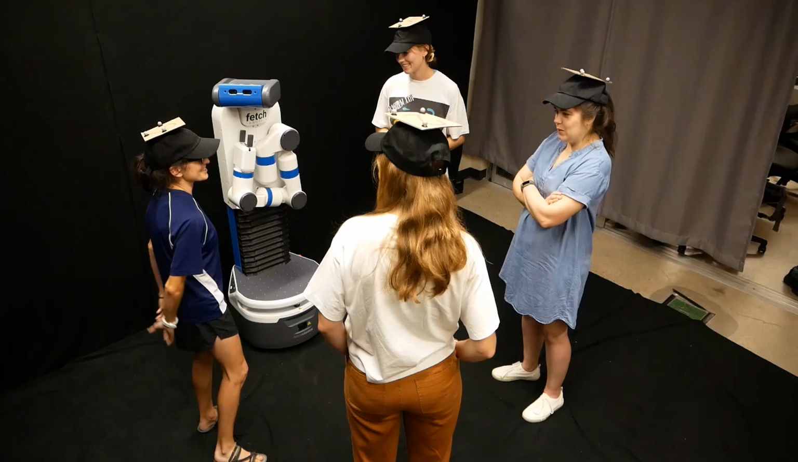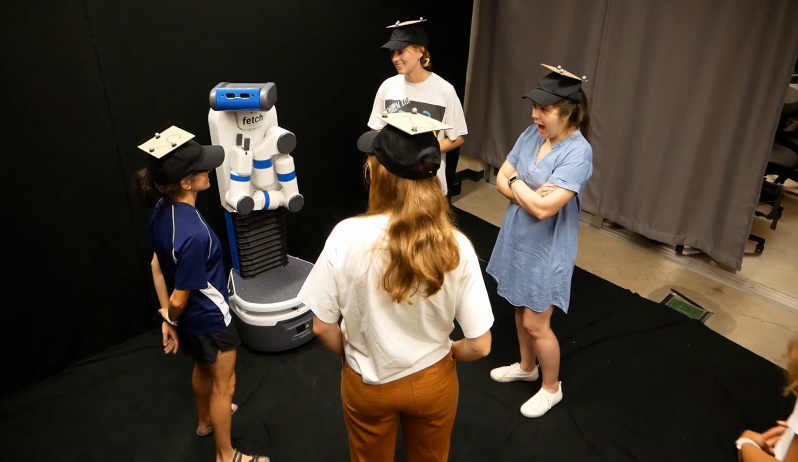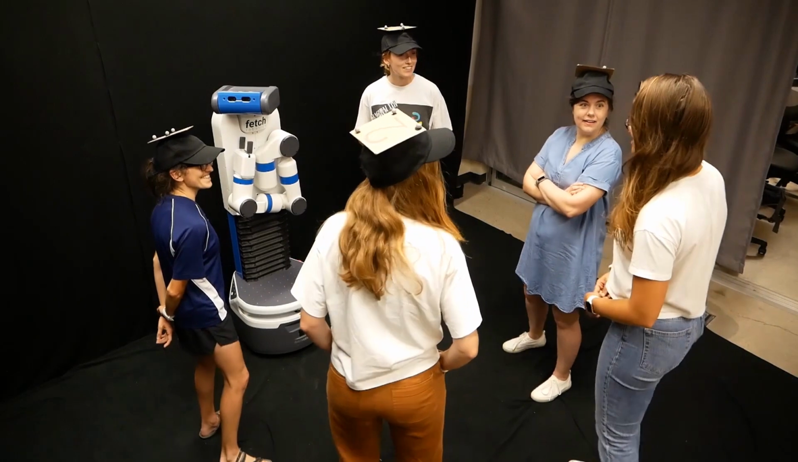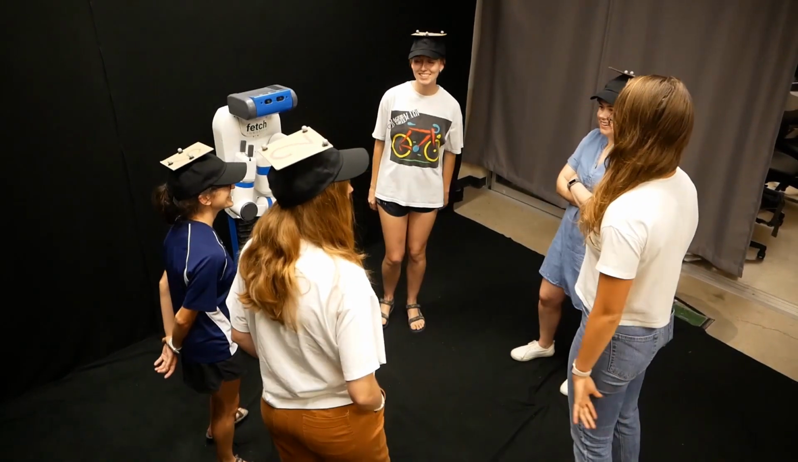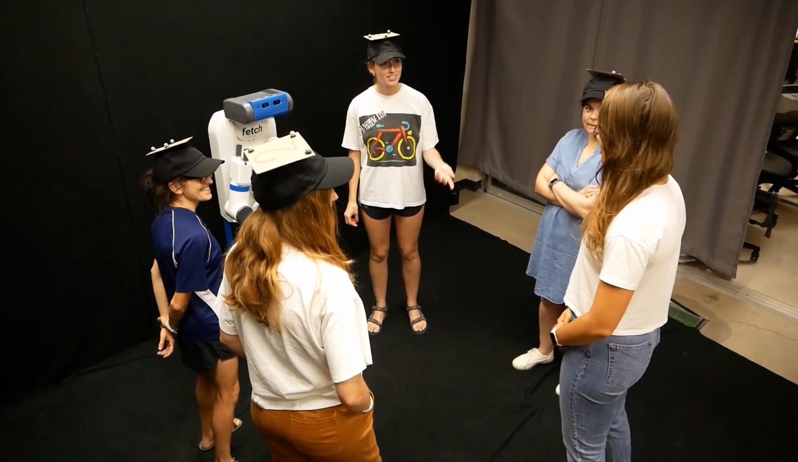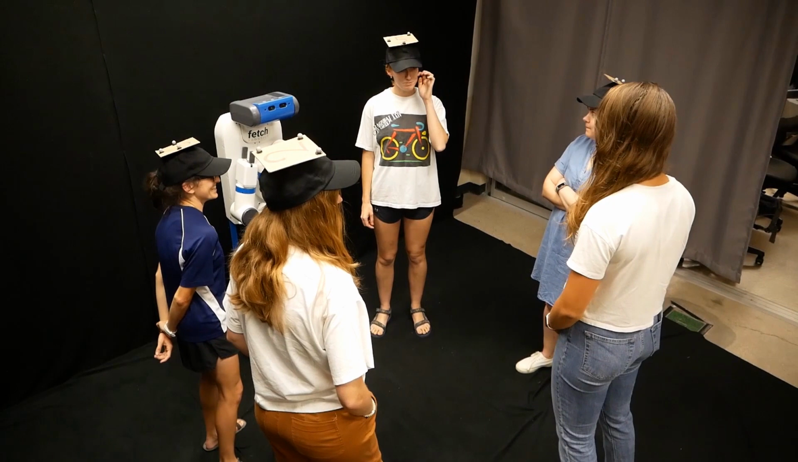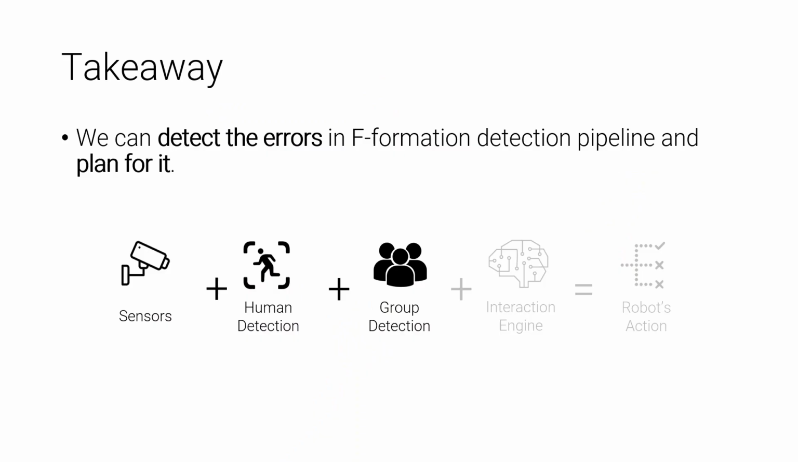I conclude my presentation with another example implemented. An undetected person joined the conversational group, and the robot can detect the error and look in her direction. So in this presentation, I introduced a method that can detect errors generated by a formation detection algorithm, which can be helpful in a human-robot conversational group pipeline.